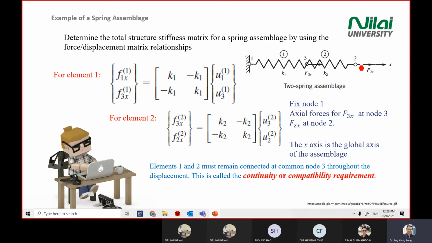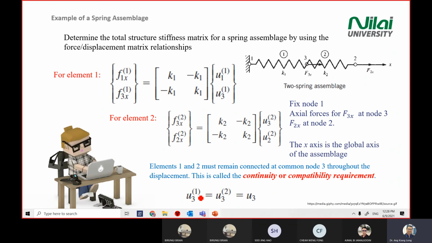Meaning, if you pull at point number 2, point 3 will move along, and then it will affect displacement at point number 1. So the requirement that allows us to continue is the continuity or compatibility requirement. Okay, if you do not apply this requirement, it means if you pull at point number 2, then it will break away. Okay, let's continue.